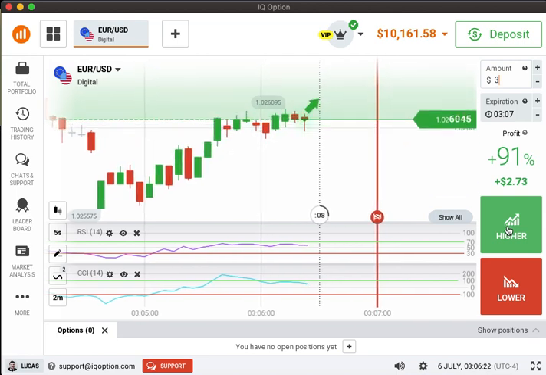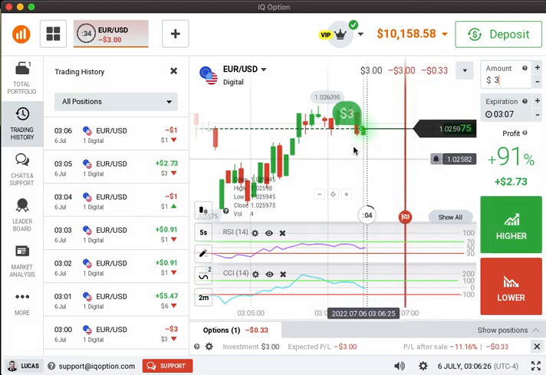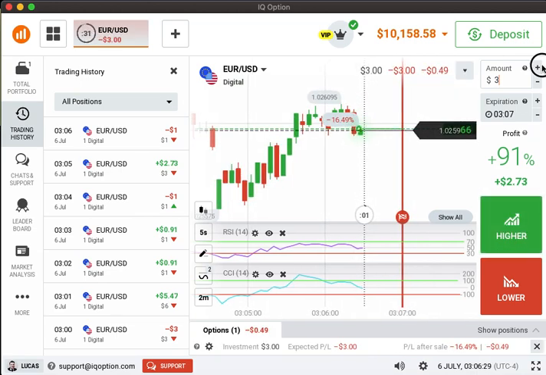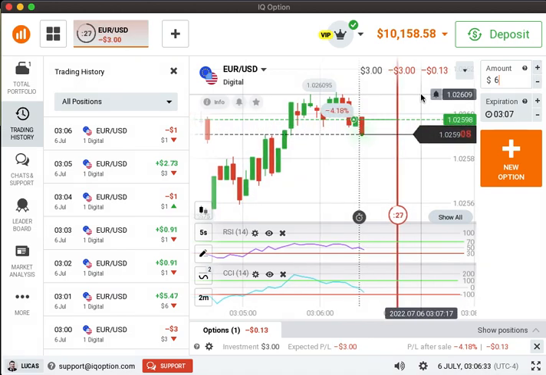To the moon, right? So we wait, last trade loss, we buy here for 3. I don't think you could predict the market, right? The market is very unpredictable. You don't know what the hell is going on here.